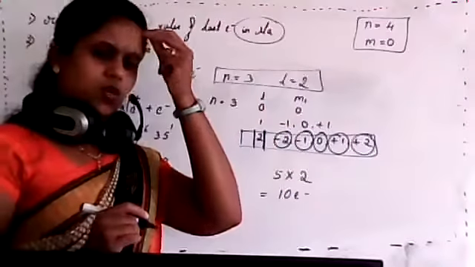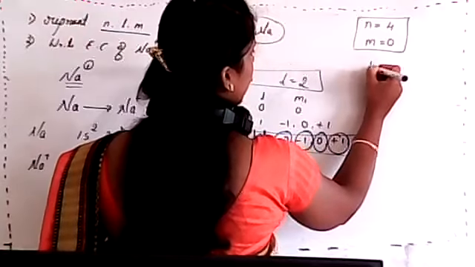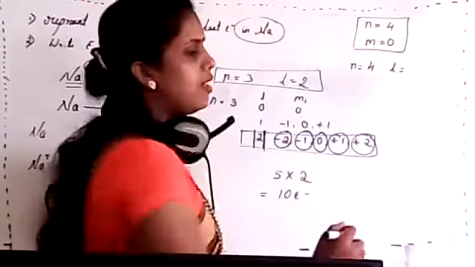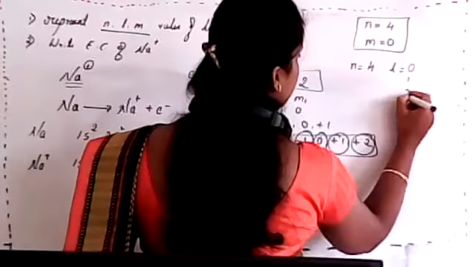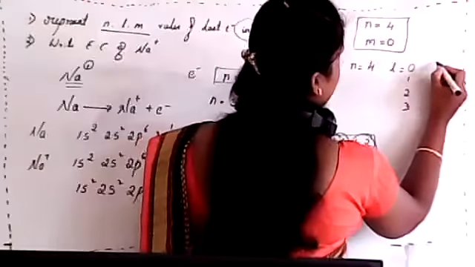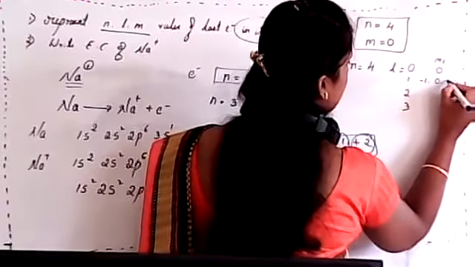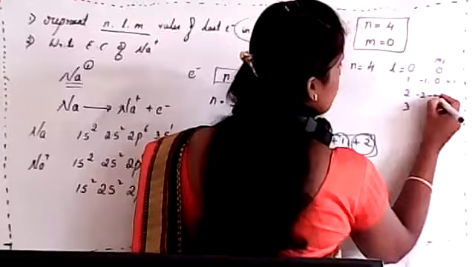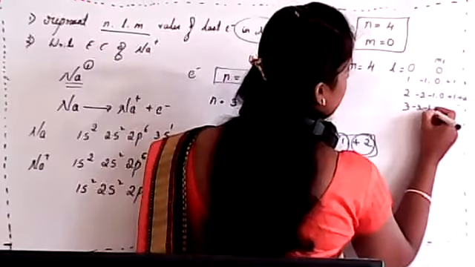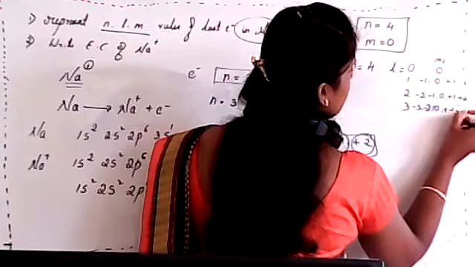Just check your answer. n equals 4, isn't it? In that case, what is the value of L? L is 0, 1, 2, 3. After that, ML for this one is 0 itself. This one is -1, 0, +1. And this is -2, -1, 0, +1, +2. And this one is -3, sorry, -2, -1, 0, +1, +2, and +3.